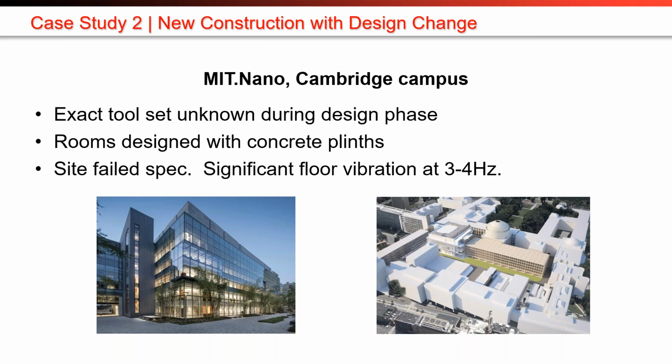MIT Nano was a project where right in the middle of the project they had to make some changes. So the initial plan was the exact tool set was unknown. The team wanted to delay the tool set decision as long as they possibly could in spite of a very strict timeline, because they wanted to have access to the most advanced tools, right? So delay the decision so you can get the most advanced tools that you want at the last possible moment.